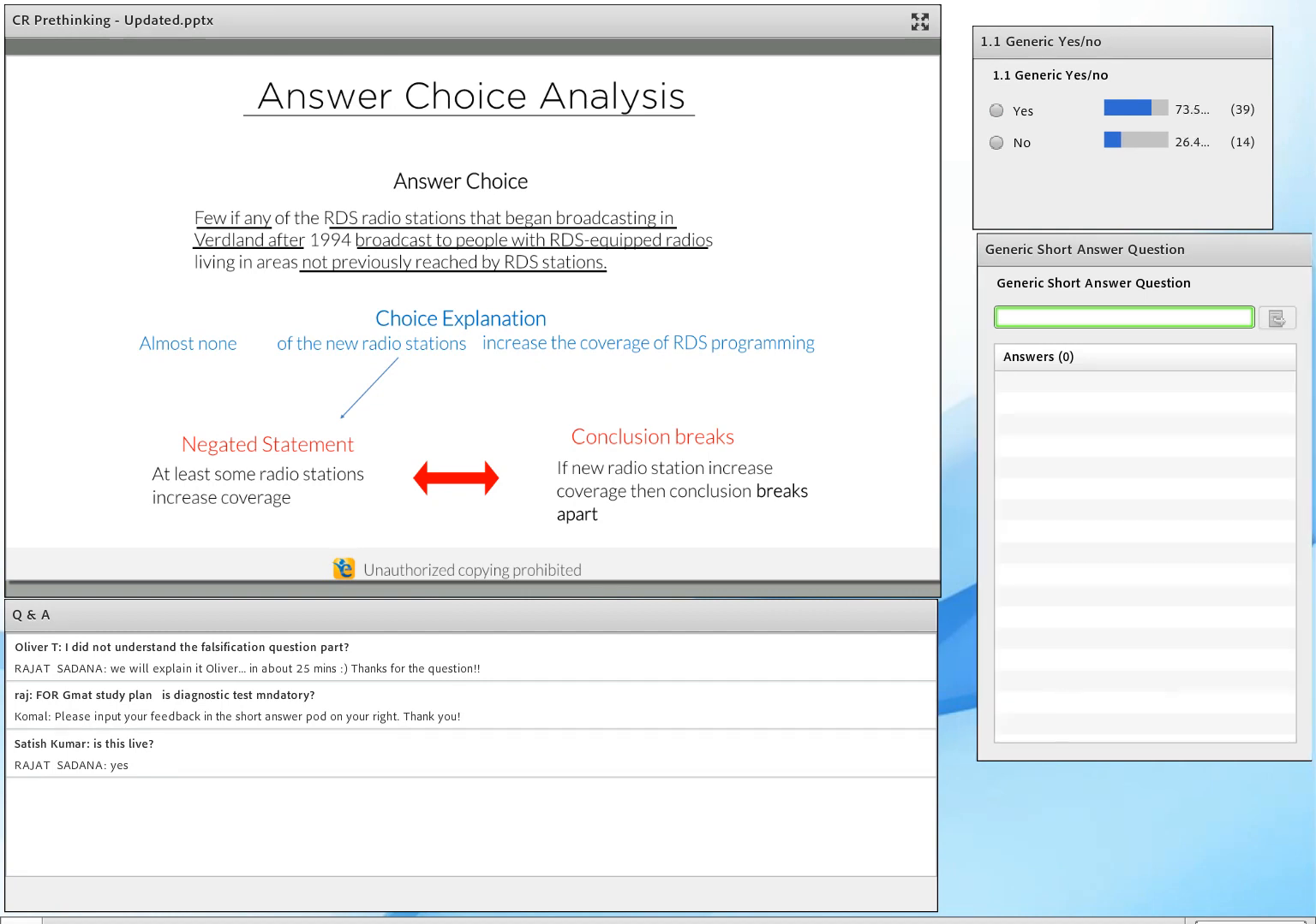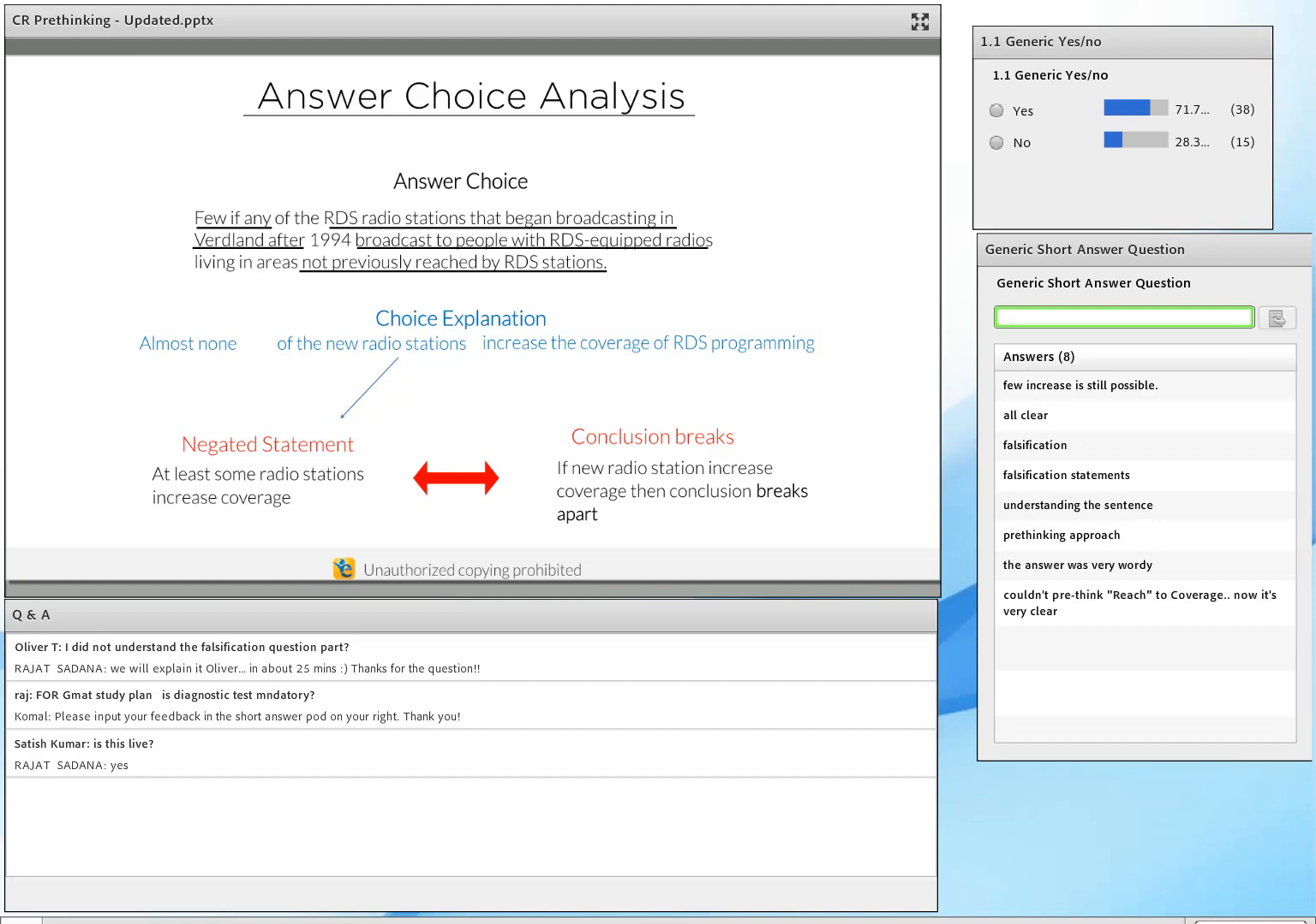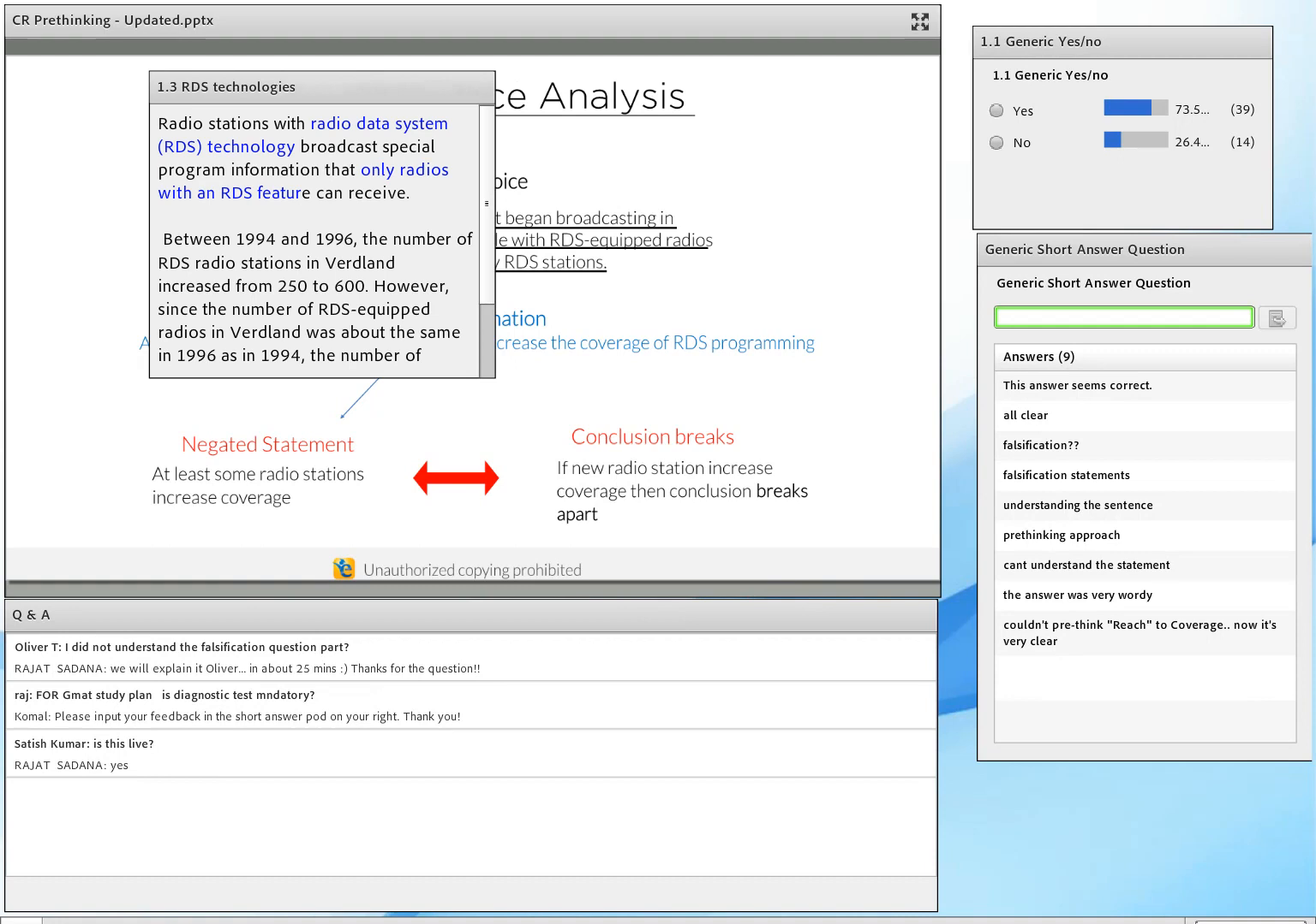If the new radio stations go in areas where people had the right kind of radio but zero coverage, now what aspect in this answer choice is not clear? It is very wordy, yes. And that is where I said the first skill is to visualize what the answer choice is saying. Yes, few increases still possible. And what is my argument over here? Let's bring in my notes pane. What is my argument? My argument says did not increase significantly.